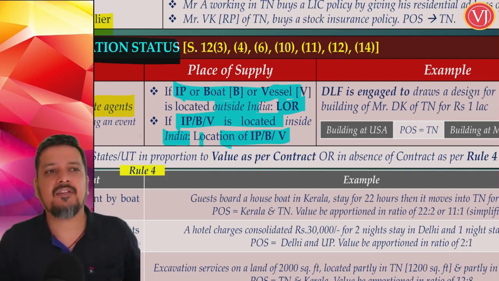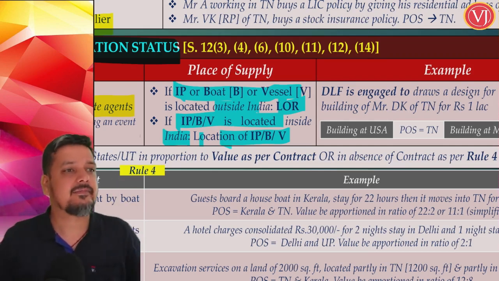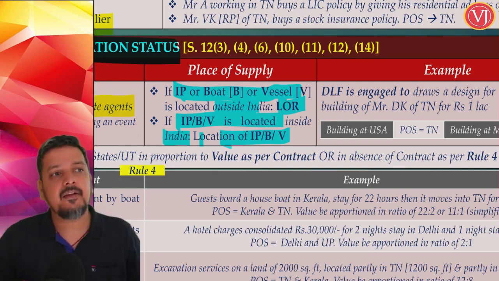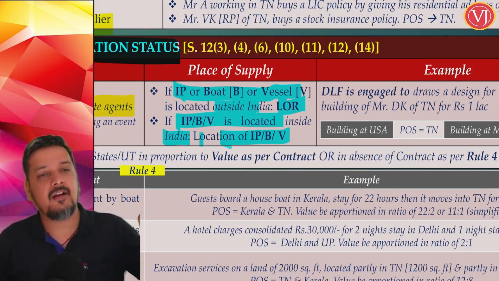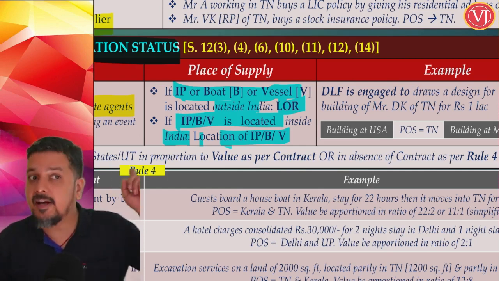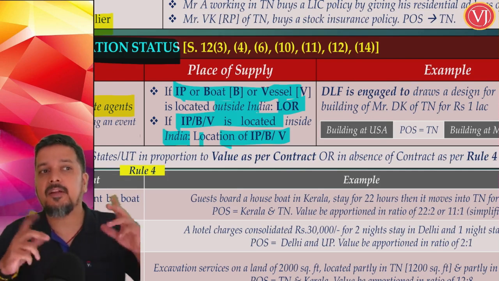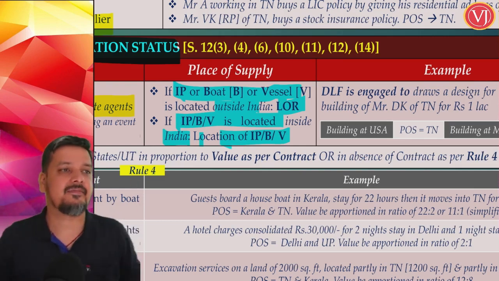If Mukesh Ambani says no, I want a house in London. Where is the supplier located? Tamil Nadu. Where is the recipient located? Maharashtra. Now where is the immovable property going to be constructed? London. If the immovable property is outside India, then the place of supply is the location of the recipient. That is Maharashtra.